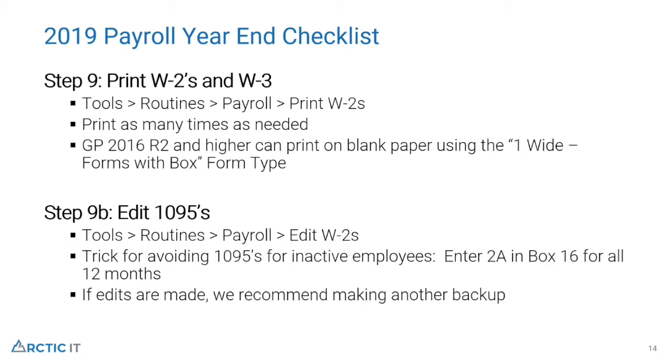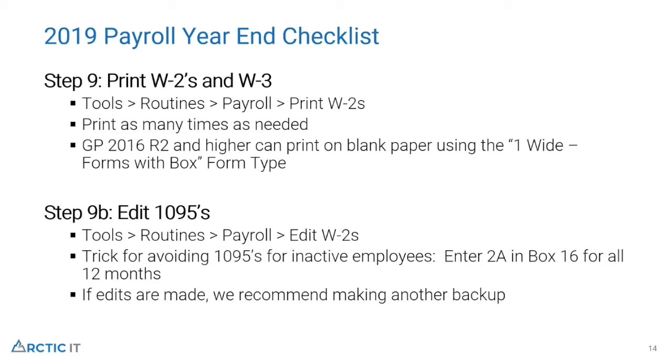Step 9B, to edit your 1095. This is very similar to editing your W-2s. And so there's a couple notes here. One, if you want to exclude inactive employees from having a 1095 print for them, you can enter 2A in box 16 for all 12 months for that employee, and then they won't get a 1095.